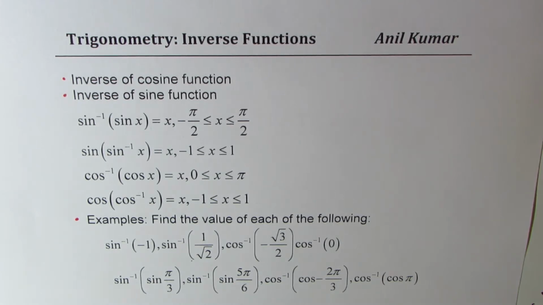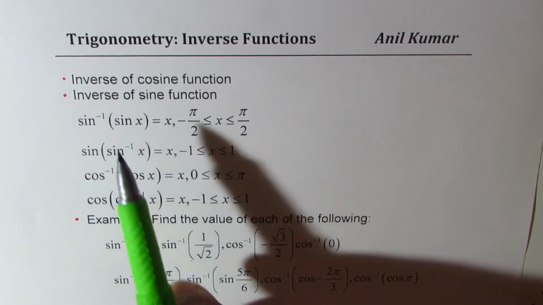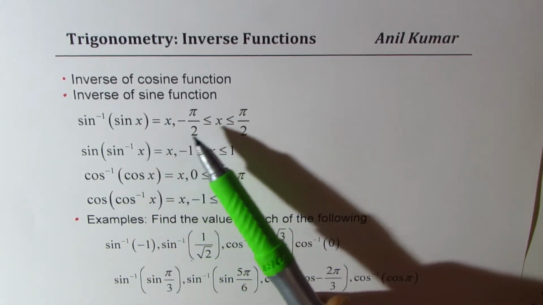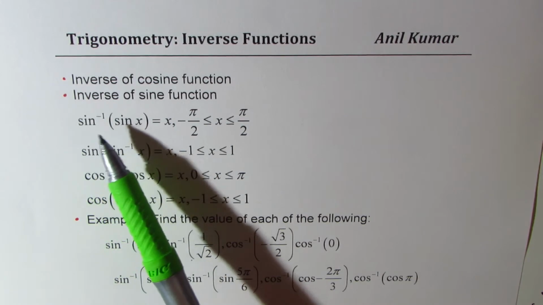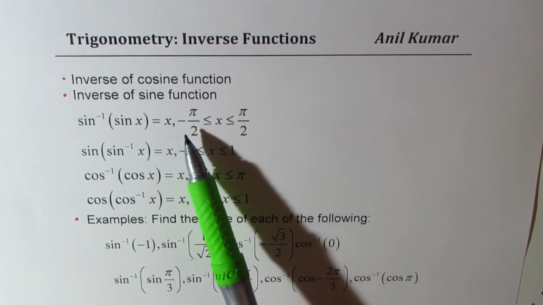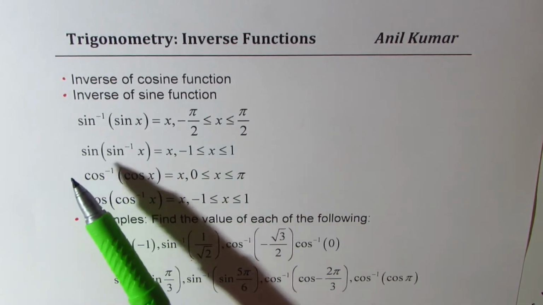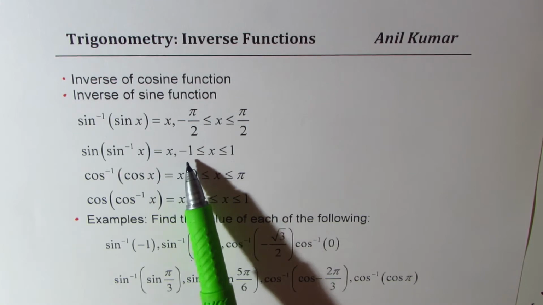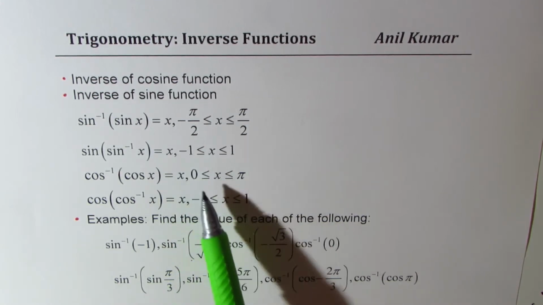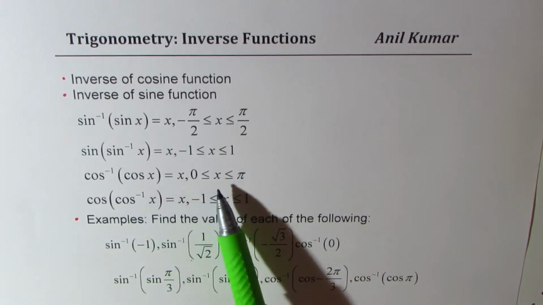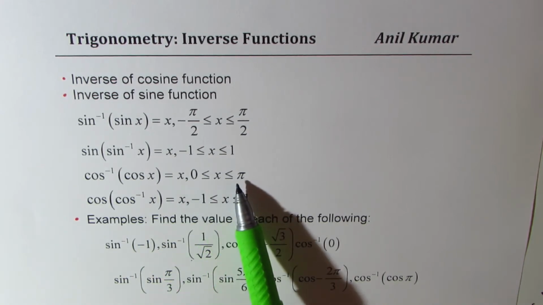In this video, we'll talk about inverse of cosine functions, inverse of sine functions. We'll also look into these properties that sine inverse of sine x is equal to x only if x is between minus pi by 2 and pi by 2. Sine of sine inverse x is also equal to x if x is between minus 1 and 1. And similar properties also hold good for cosine, provided x is between 0 to pi.